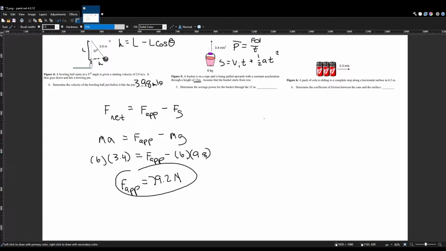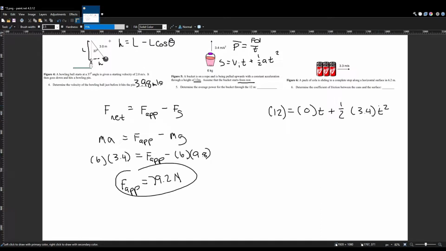So S is equal to velocity initial multiplied by time plus 1/2 acceleration by time squared. So we can just solve for time here. S, we know that's 12, the distance being pulled. Velocity initial, it says it starts from rest, so there's no velocity initially. Times t, plus 1/2 acceleration, 3.4 meters per second squared, t squared.